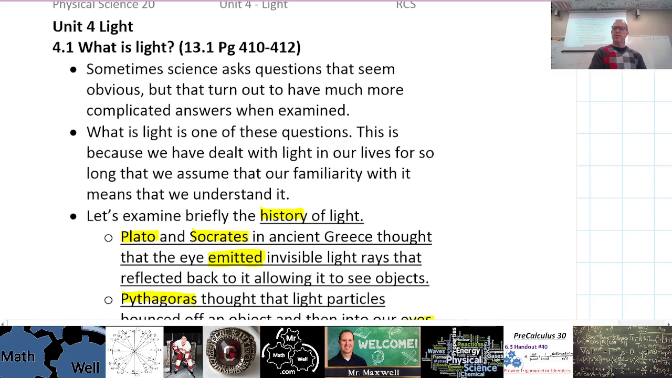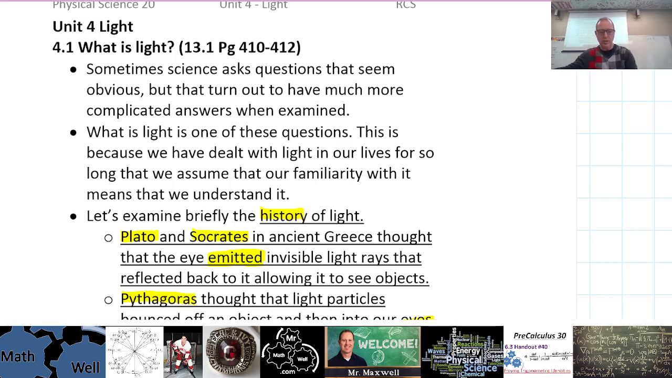Now, it's interesting to know that sound and light actually have some things in common. And when we're talking about light, we're also talking about waves a little bit as well, which you'll find out. It gets a little complicated with light, though, in terms of viewing it as waves or as particles. We're going to talk about that here, too. So, what is light? Sometimes science asks questions that seem obvious, but turn out to have much more complicated answers when examined. What is light is one of those questions.